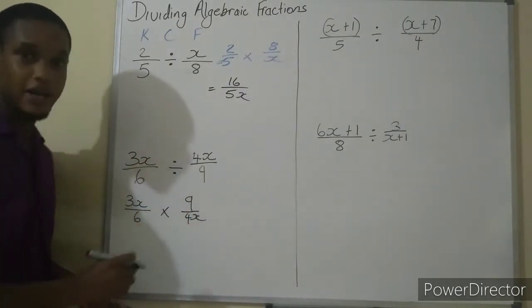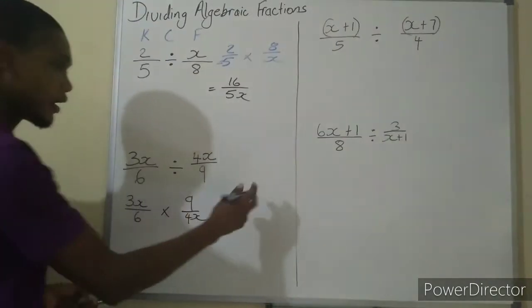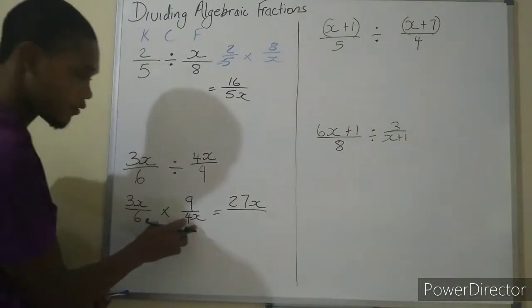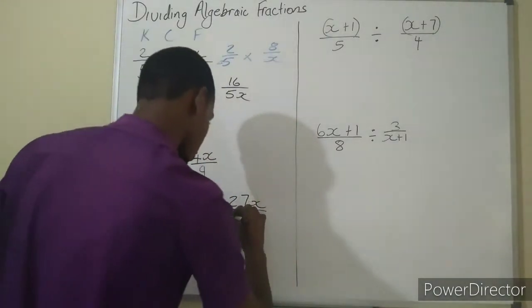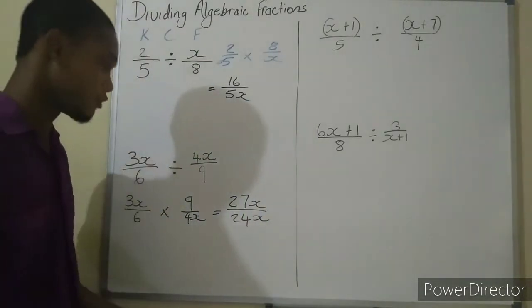So 3 times 9 gives you 27. And then you put back your x. So it's 27x over 6 times 4x. That's 24x. And you will be finished there.